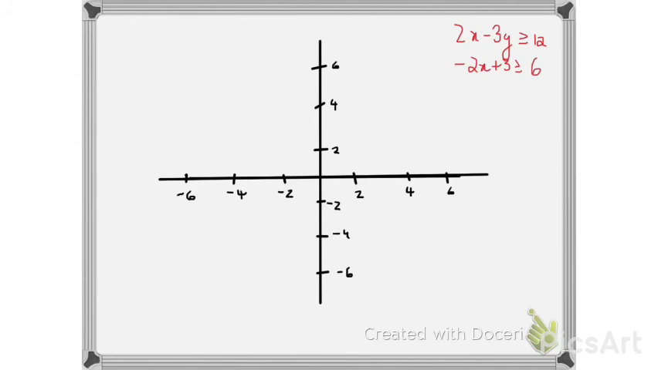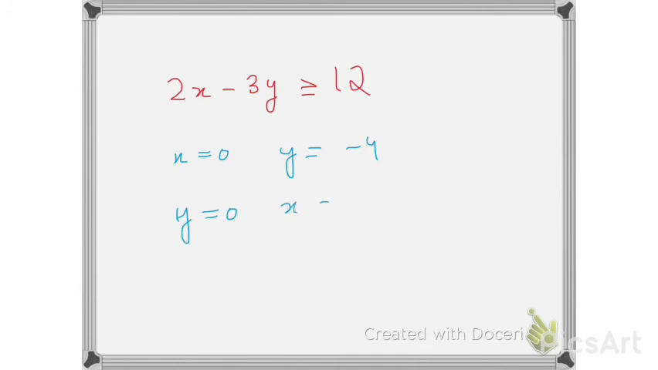So now in this question, we'll have to graph both these equations in one graph. So first, let's solve for 2x minus 3y, which is greater than or equal to 12. Now for this, we'll have to first find the coordinates. Considering x is equal to 0, y will be 12 divided by minus 3, which will be minus 4. Then considering y is equal to 0 now, we need to find x. So x will be 12 divided by 2, which is equal to 6.